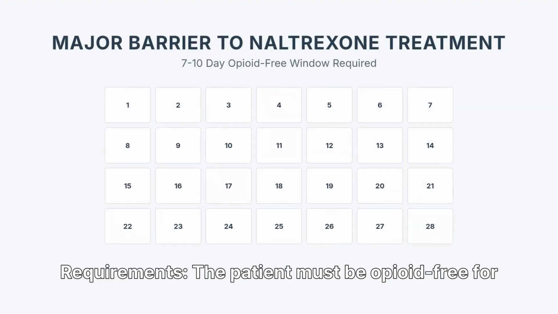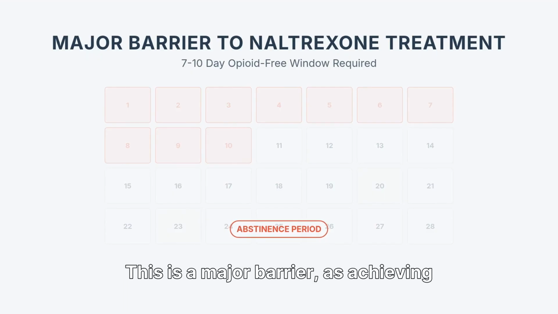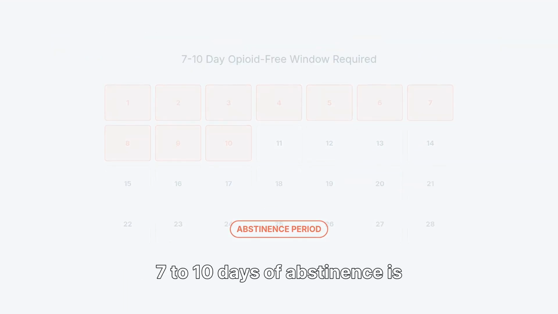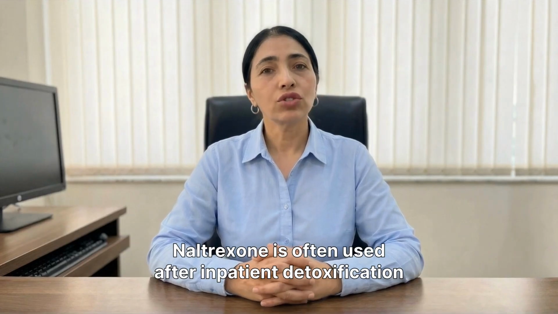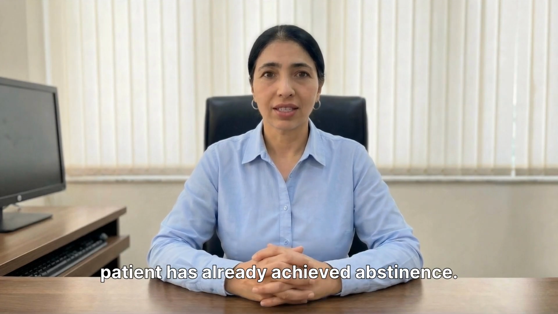Requirements: the patient must be opioid-free for 7 to 10 days before starting naltrexone. This is a major barrier, as achieving 7 to 10 days of abstinence is very difficult for most patients. Naltrexone is often used after inpatient detoxification or after release from incarceration, when the patient has already achieved abstinence.